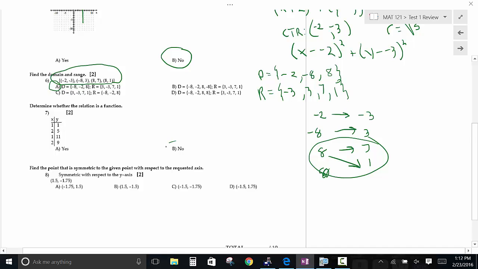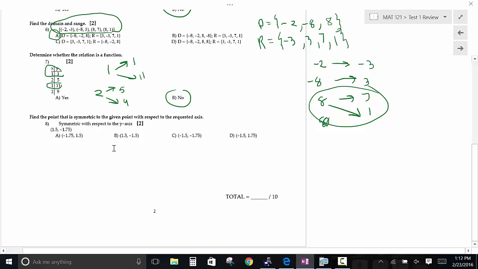Okay, no. The reason is because of this. The 1 basically is going to 2 places. It's going to 1 and it's going to 11. You can't have that. And also notice the 2 is going to 5 and the 2 is going to 9. Like that. Okay, for functions, basically every x goes to 1 y. Every x value has exactly 1 y value. So that's what you've got to study on that.